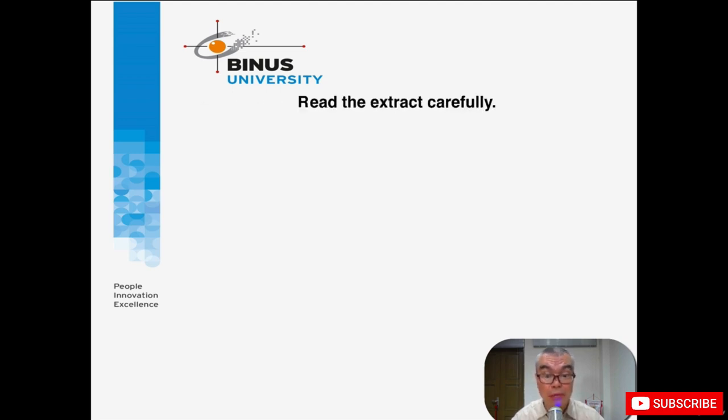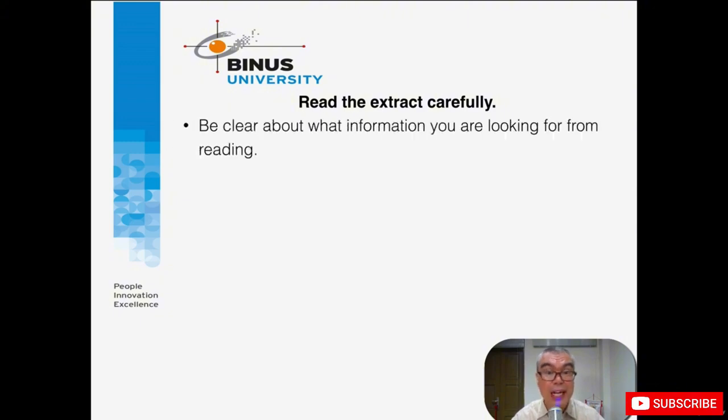So step number 1, we said, was to read the extract carefully. And here are a few tips when you are reading. The first thing is to be clear about what information you are looking for from your reading. What do you want to use the original source for? Do you want to use the original source to support a point? Do you want to use it to give an example? Do you want to use it as a way of proving something is wrong?